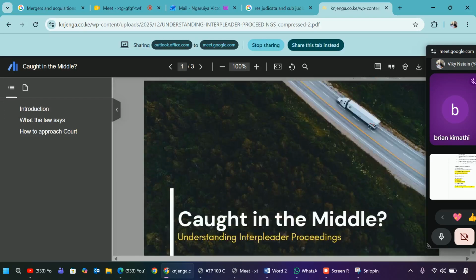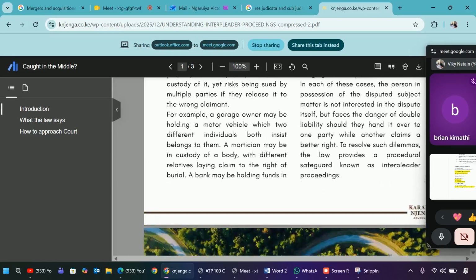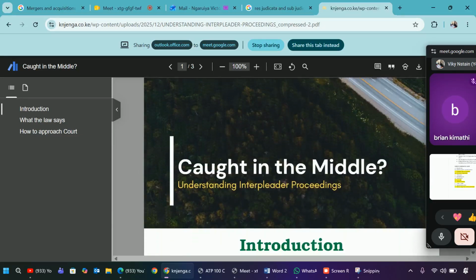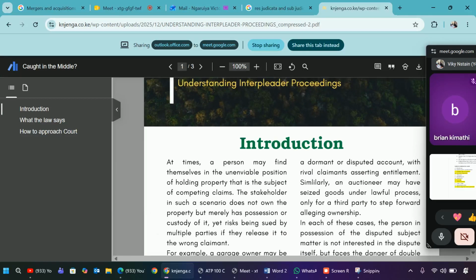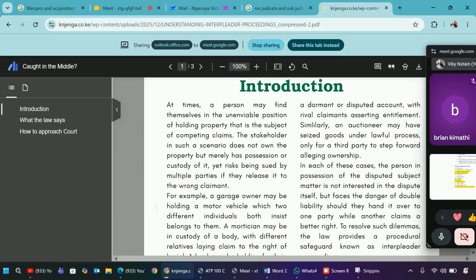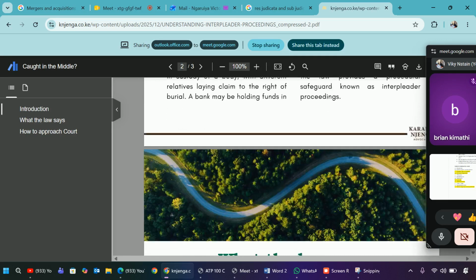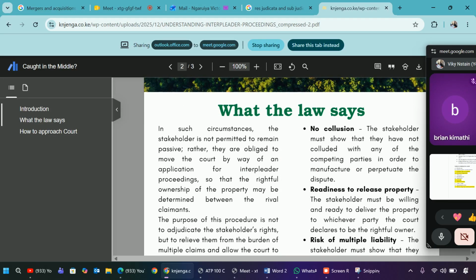So this is an article that was written by a law firm, KN Njega LLP, and it's a very substantive one, understanding interpleader proceedings. So it tells us that a person may find themselves in an enviable position of holding property that is subject of competing claims. The stakeholder in such a scenario does not own the property, but merely has possession or custody of it, yet risks being sued by multiple parties if they release it to the wrong claimant. So that is the introduction part, so that you understand what we are dealing with.